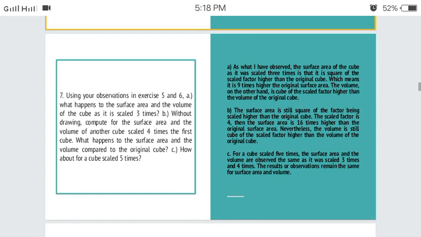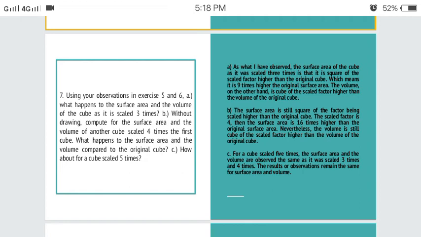Question number 7. Using your observations in exercises 5 and 6, what happens to the surface area and the volume of the cube as it's scaled 3 times? Without drawing, compute for the surface area and the volume of another cube scaled 4 times the first cube. What happens to the surface area and the volume compared to the original cube? How about for the cube scaled 5 times?